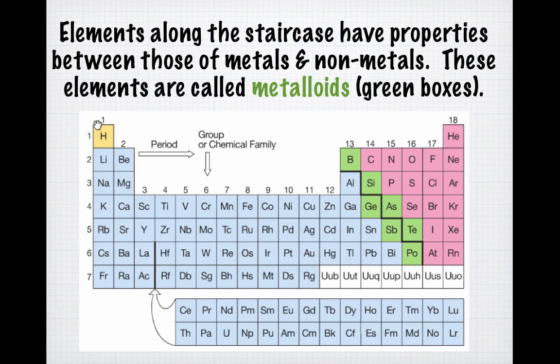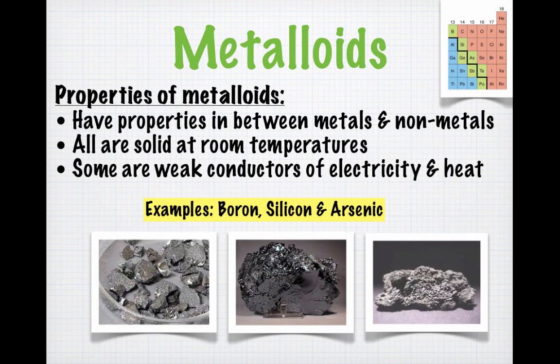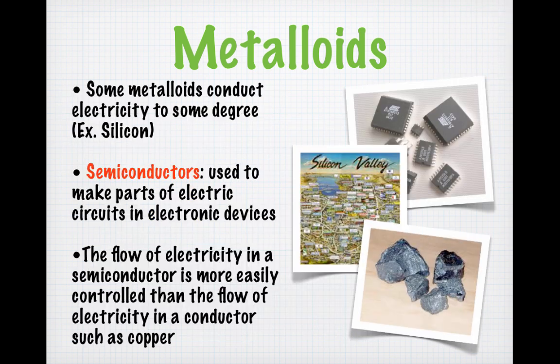Now that we've discussed metals and nonmetals, let's move on to the metalloids. The metalloids are the elements that are along the black staircase, and they have properties that are similar to that of metals and to that of nonmetals. Metalloids are solid at room temperature, and some are weak conductors of electricity and heat. Examples include boron, silicon, and arsenic.